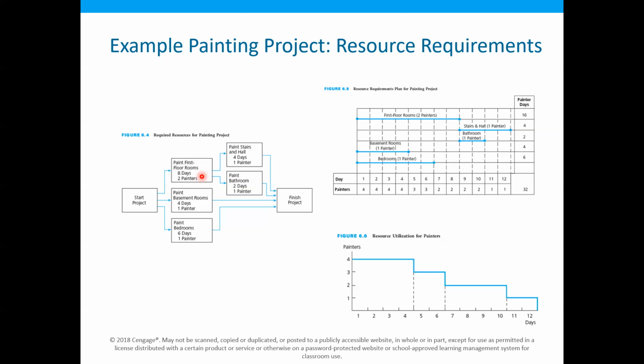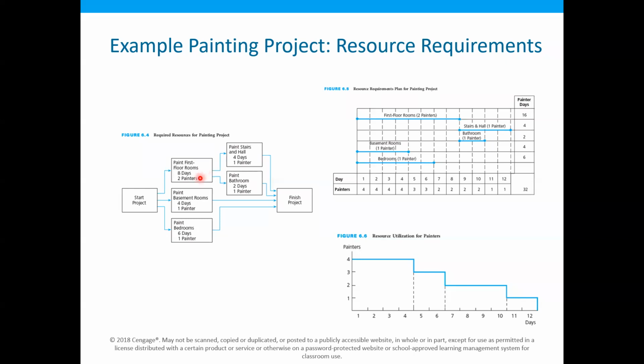Those of you who may be familiar with this kind of project may ask, why is that? Why is there a technical constraint between these? Maybe you can also think that there should not be a technical constraint between painting the stair hall and painting the first floor rooms. Well, you may be correct, but let's assume it for this example, okay? So as it is given, we have to follow this sequence.